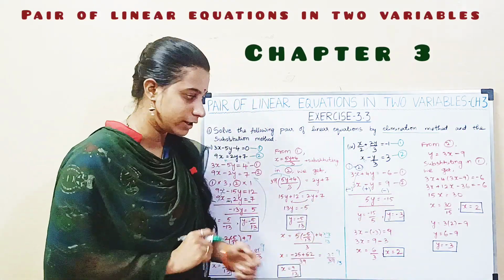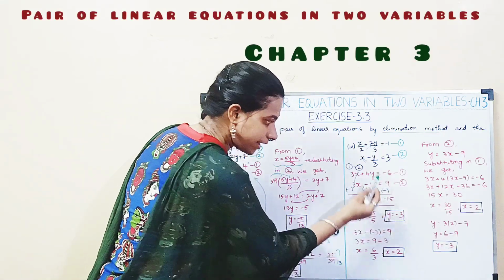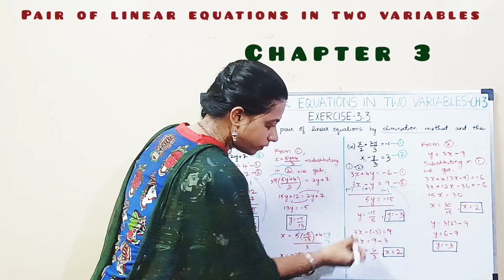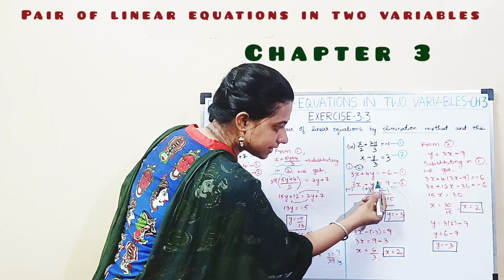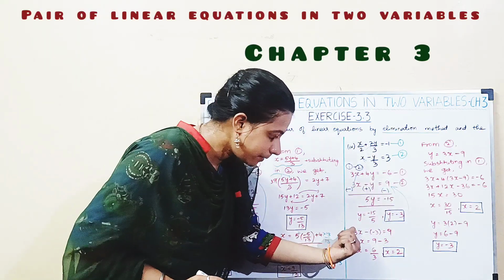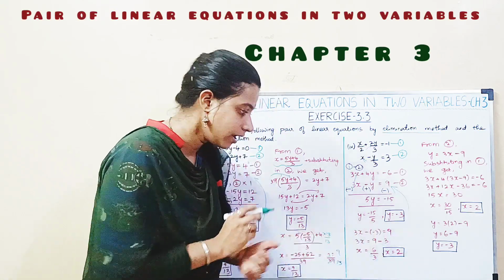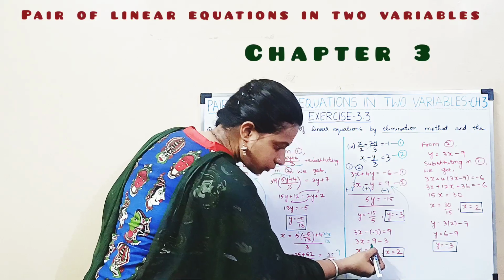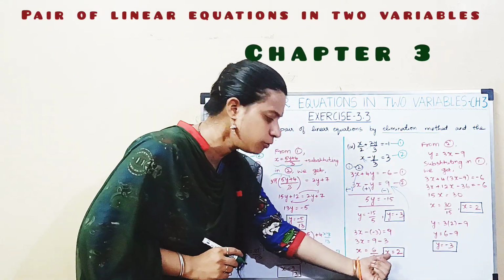Now to obtain the x value, we will substitute this y value in any one of the two equations. So we are substituting it in equation 2. We will get 3x minus of minus 3 equal to 9, which is nothing but 3x plus 3 equal to 9. While taking it to the other side, we will get 3x equal to 9 minus 3, and x equal to 6 by 3, which is nothing but x equal to 2.